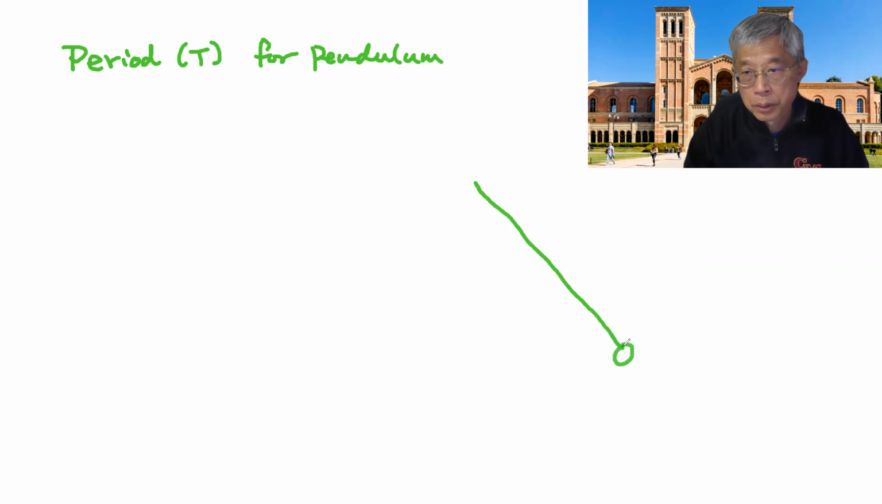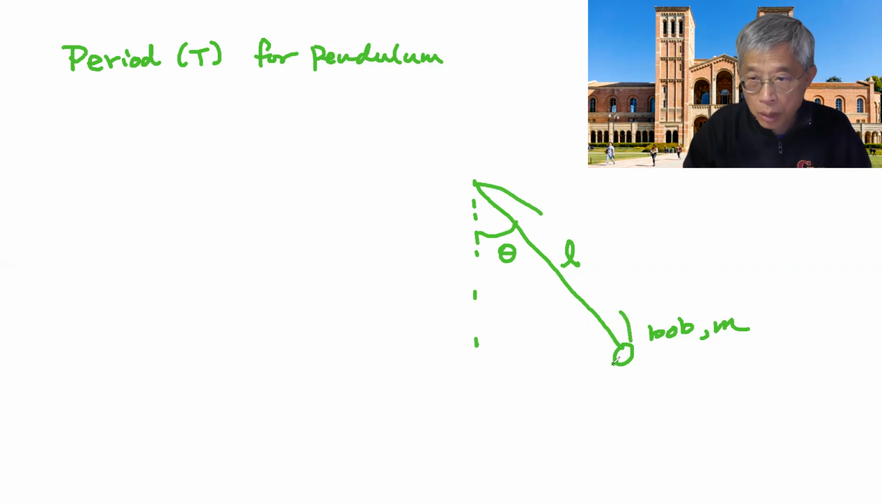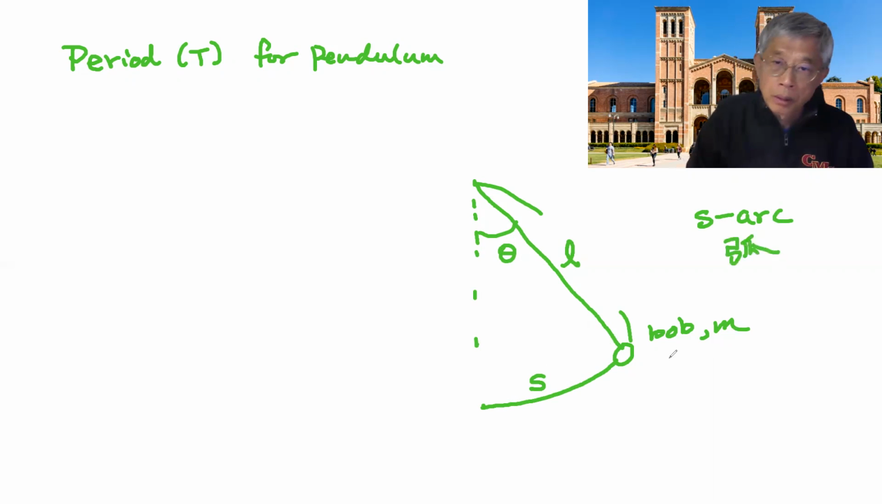So this is the bob, which is the mass. And this is my theta, and the length is going to be called L. Then there's an arc right there, and this arc is going to be called S. So S is the arc. In Chinese it is Hu, right?